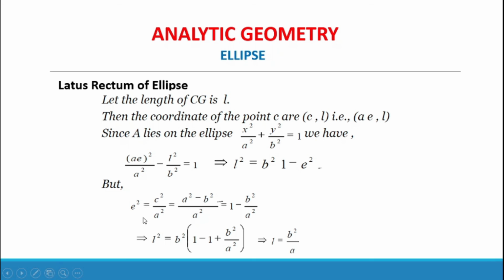But e squared is equal to c squared over a squared. In the previous equation, change e squared to a squared minus b squared all over a squared, and it is equal to 1 minus b squared all over a squared. And change the value for L squared: L squared equals b squared times 1 minus 1 plus b squared all over a squared, which gives L equals b squared all over a. And this is the length, one half length of the latus rectum.